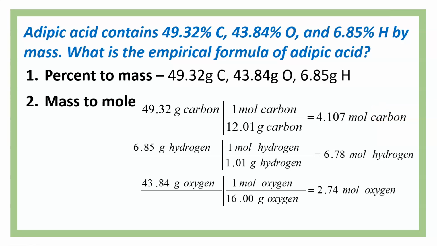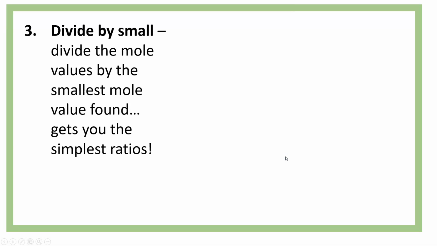So we've done the first 2 lines of the poem. We did percent to mass, mass to mole. Now it's time to divide by small. You're going to look at the moles that you have, and you're going to divide them all by the smallest number you got.